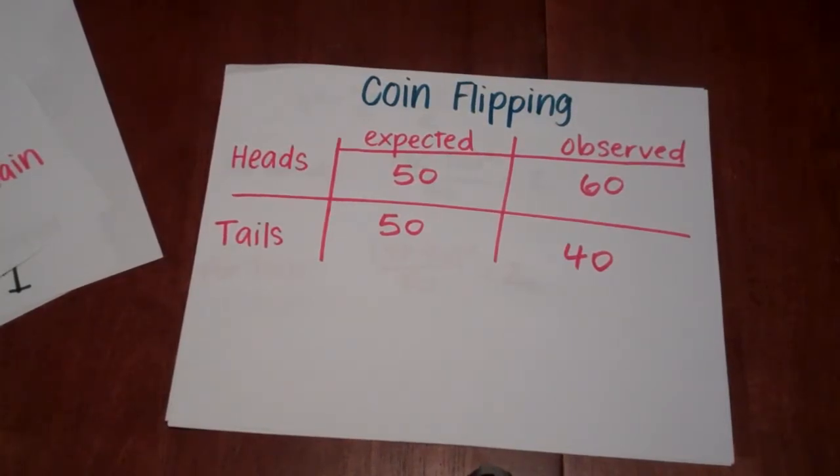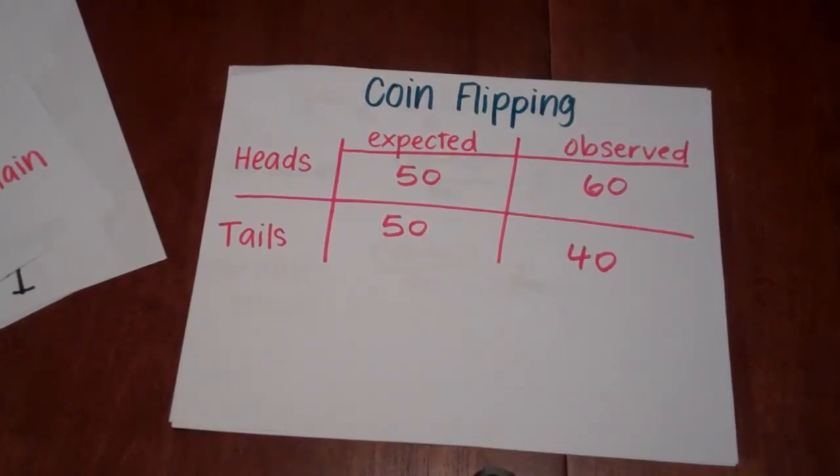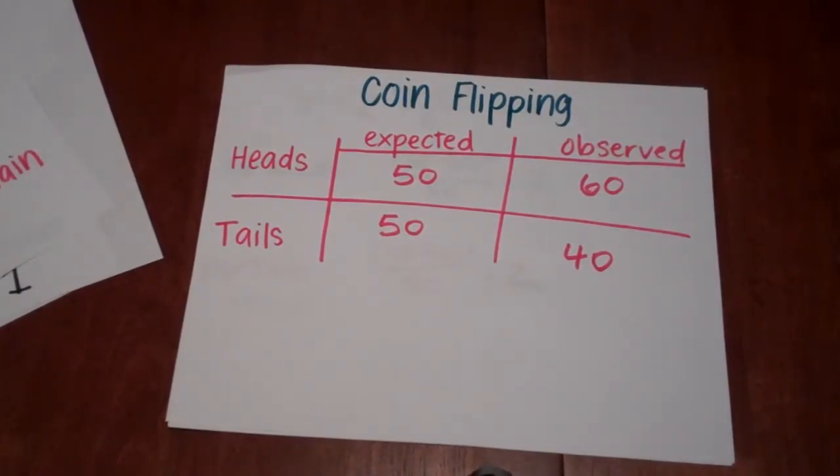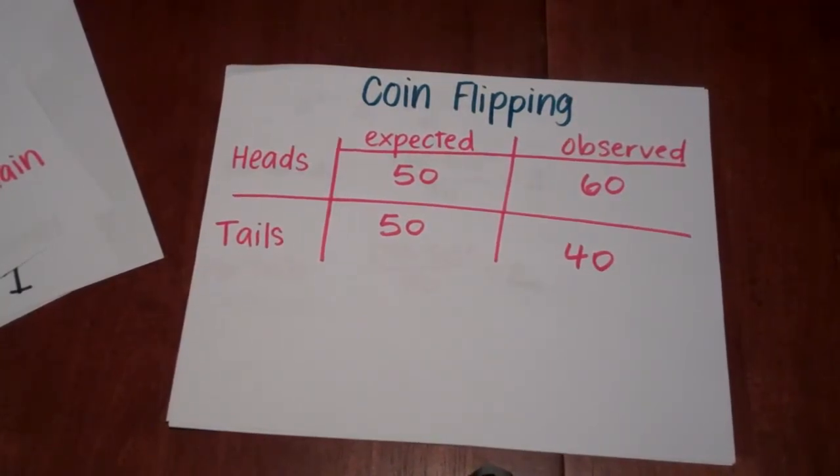For our coin flipping, we flip the coins 100 times, so we expect to get 50 heads and 50 tails. So we put 50 for our expected values for heads and 50 for our expected values for tails. For our observed values, we got 60 heads and 40 tails.